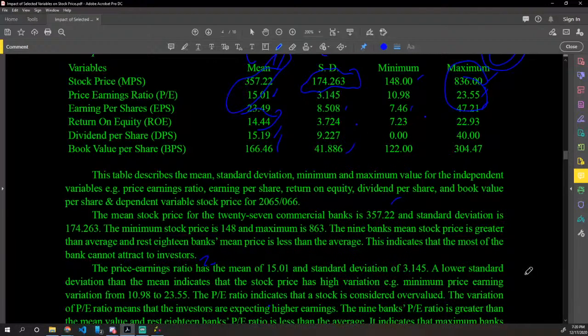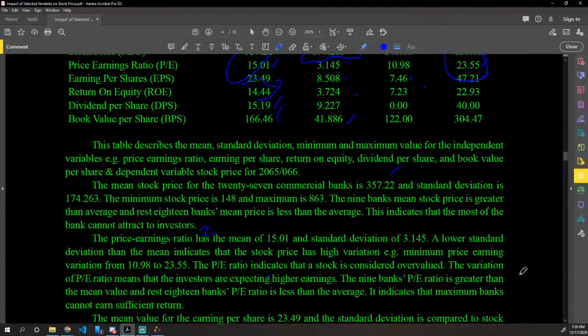Minimum price or variation from this to this, and then such a stock is considered overvalued. So a high P/E ratio means that the stock is overvalued. The variation of the P/E ratio means that investors are expecting higher returns, higher earnings. For 8 banks the P/E ratio is greater than the mean value, and the interest rate is less than the average. This indicates that most banks cannot earn sufficient returns as per expectation.